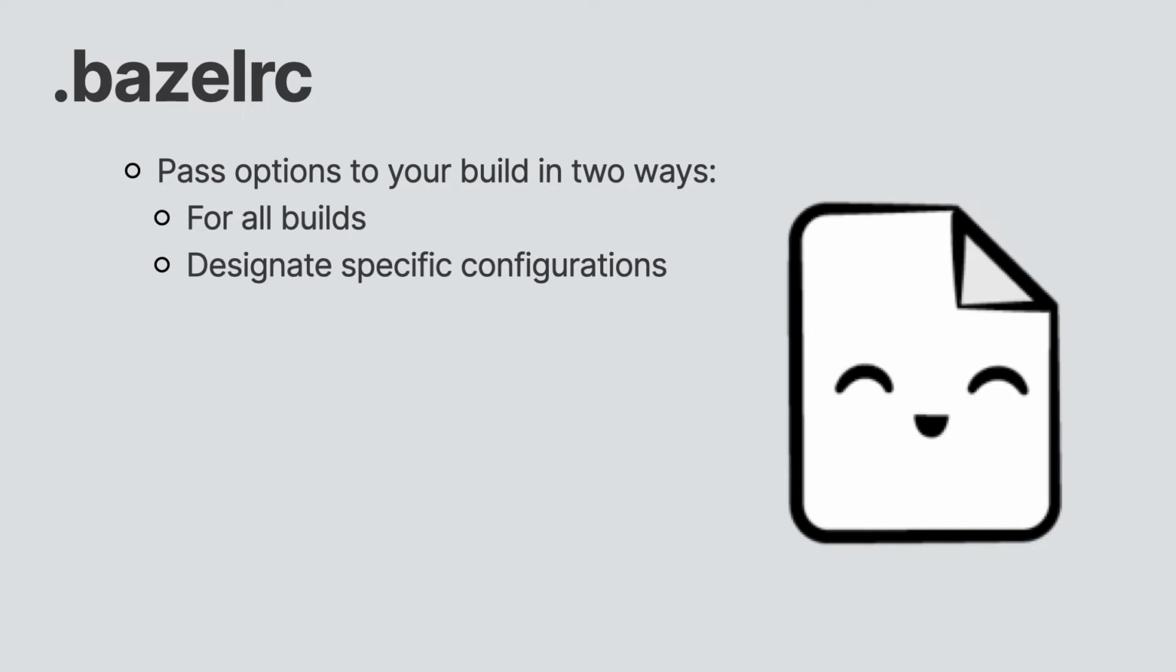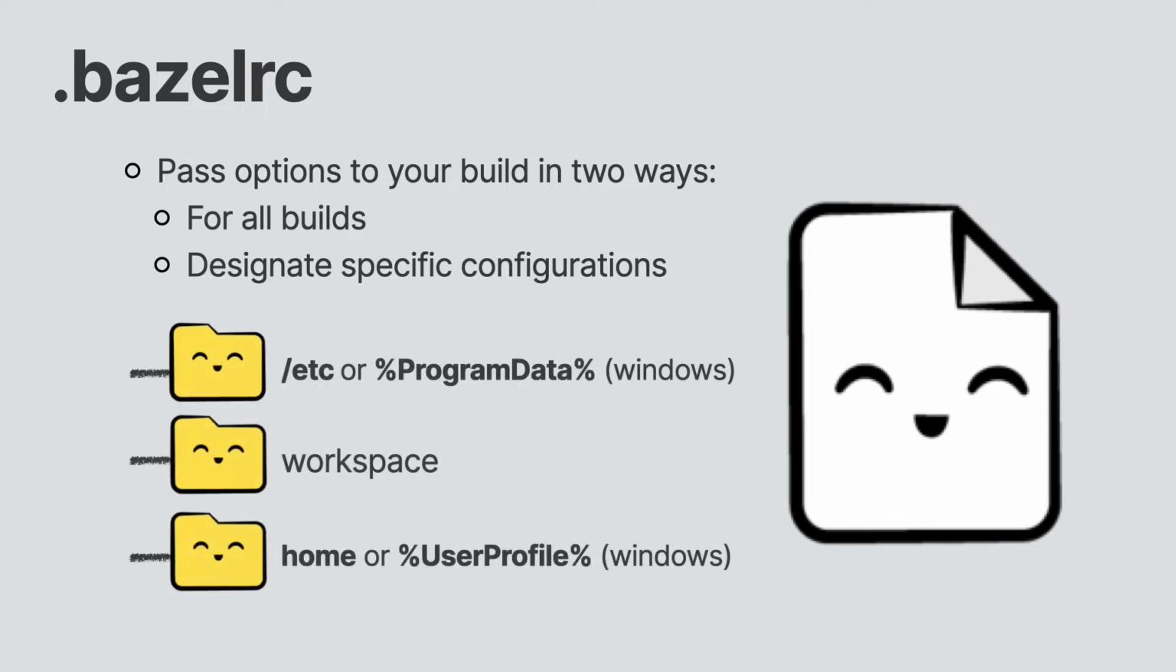Bazel looks for the BazelRC file in three different locations. First, on macOS, Linux, and other Unix variants, it will search the etc directory. On Windows, it searches in program data. The next place is in your workspace directory, next to your WORKSPACE file. The final place on Unix-based systems is your home folder, and your user profile directory on Windows. Alternatively, you can also pass in a BazelRC file.